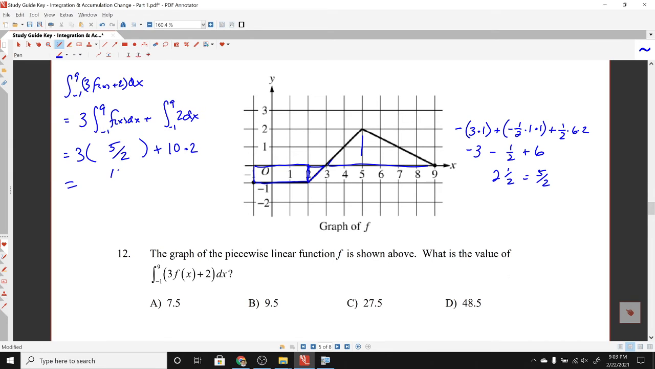So 3 times 5/2 is 15/2 plus 20, or we can call that 40/2 if we want. That way we get 55 over 2, which is 27.5.